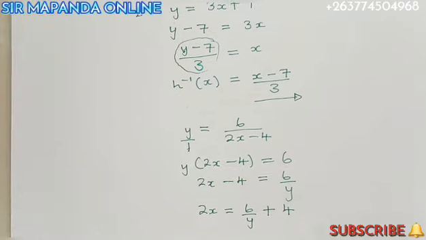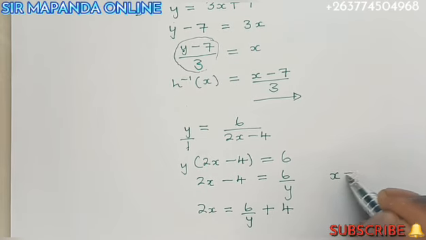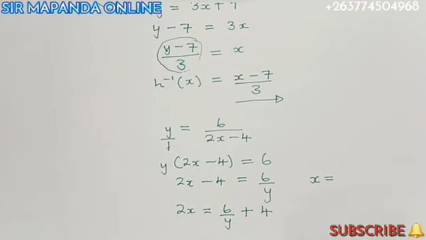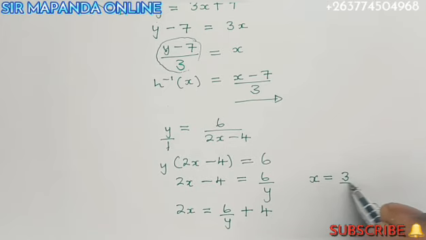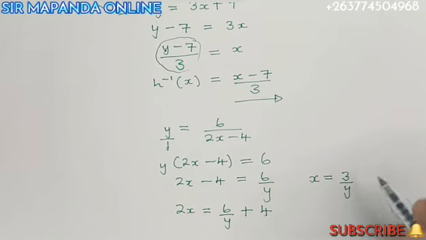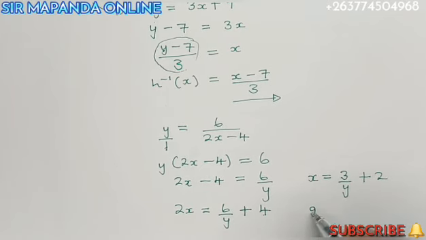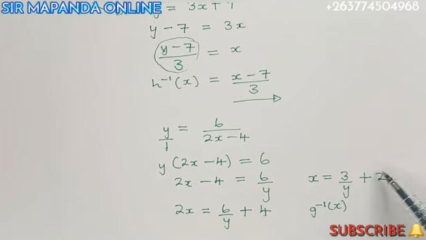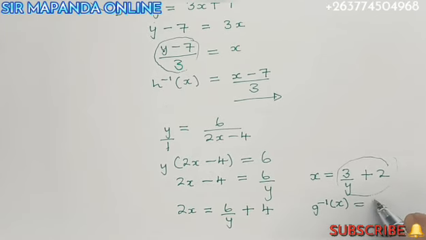Then to make x the subject of the formula, I am now dividing each and every term by 2. So 2x divided by 2, you get x. Then 6 over y divided by 2, you get 3 over y. Then 4 divided by 2, it gives you 2. I hope you are following. So for you to get your answer, like what I mentioned earlier on, it is a matter of utilizing the side where y is, but replace y with x. You get your inverse as 3 over x plus 2. Then you are home and dry.